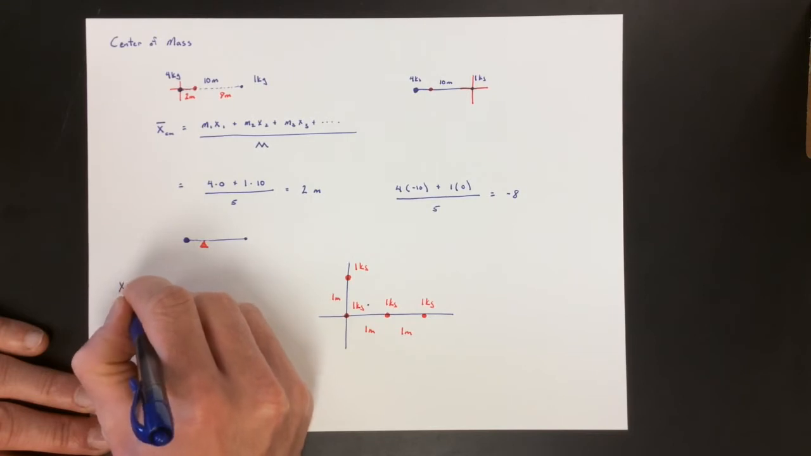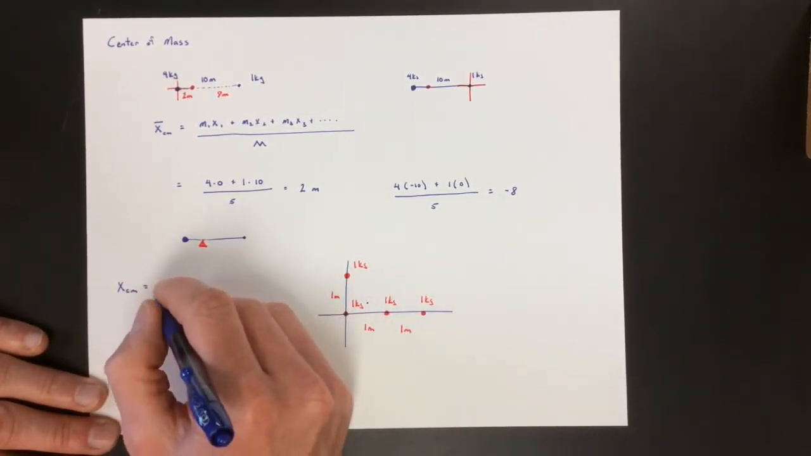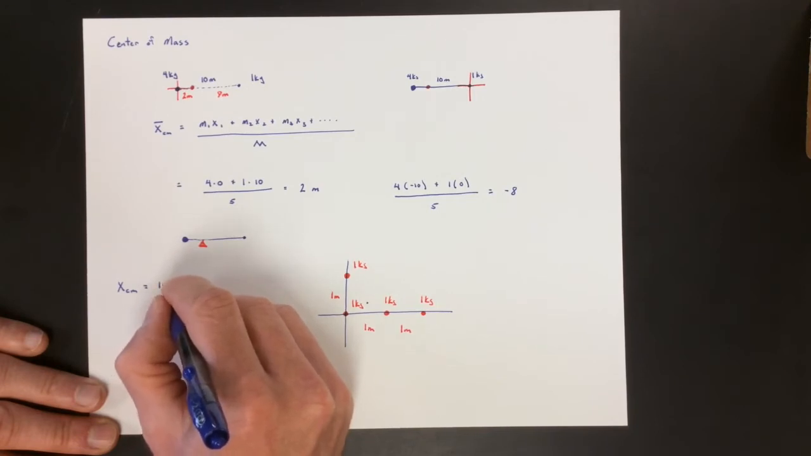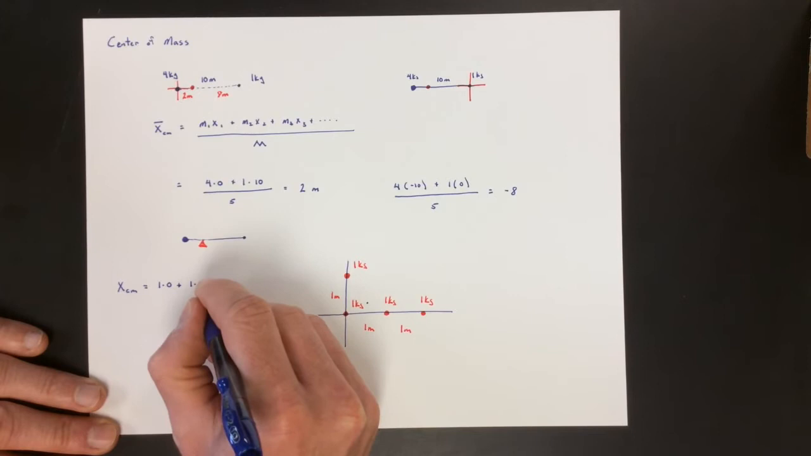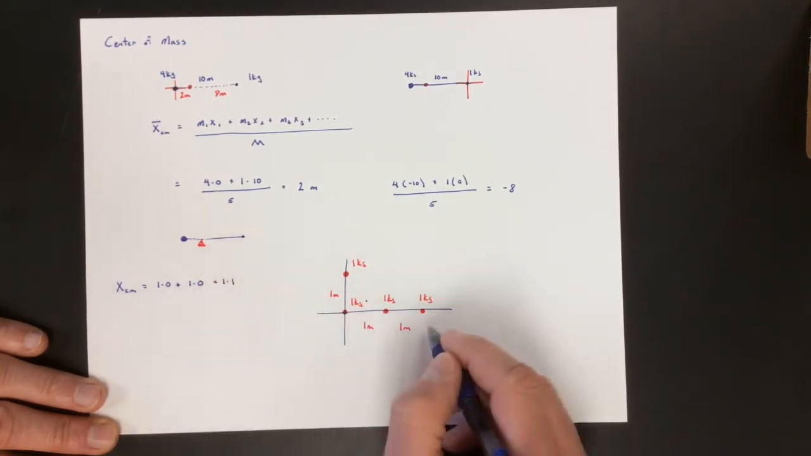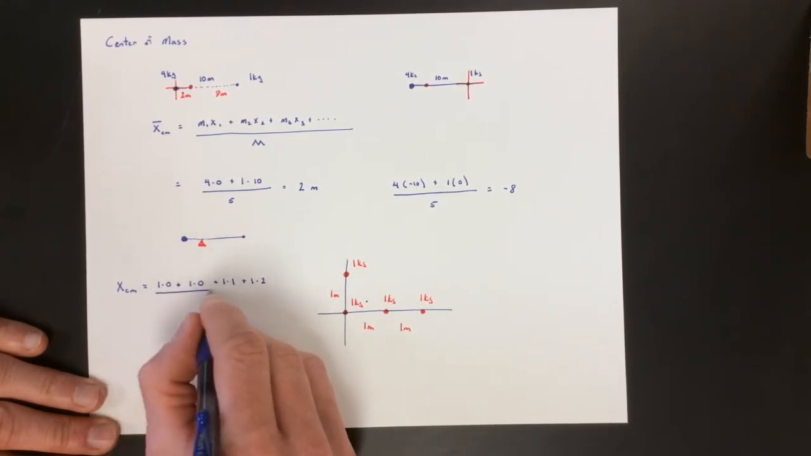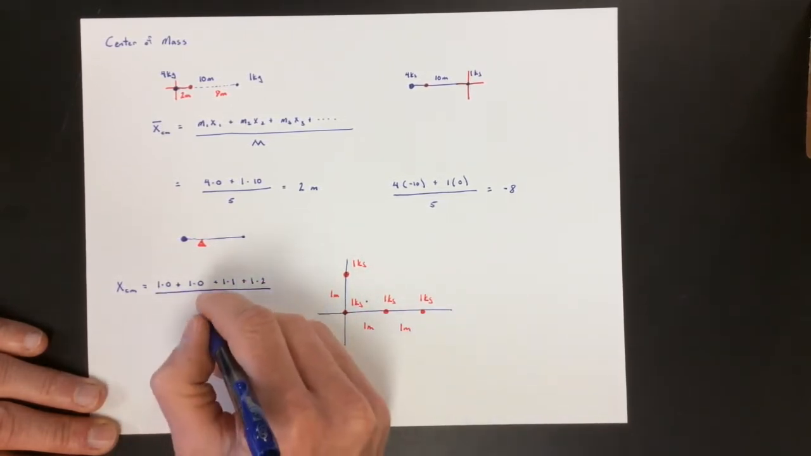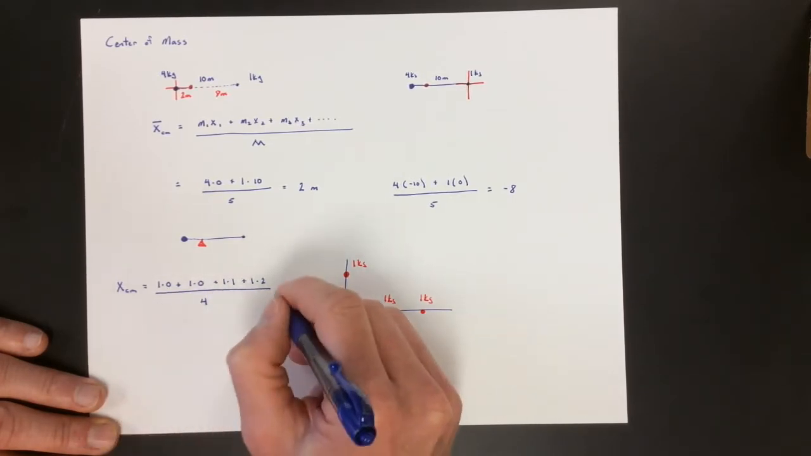X center of mass. Okay, so this is my system. So this mass is at a position of 0. So 1 kilogram is at 0. This one is at a position of 0. Again, then we're talking horizontally. That one's at a position of 1, and that's at a position of 2. And I want to divide by the total mass, which is 4. So 0, 0, 1, 2, and I get 3/4.